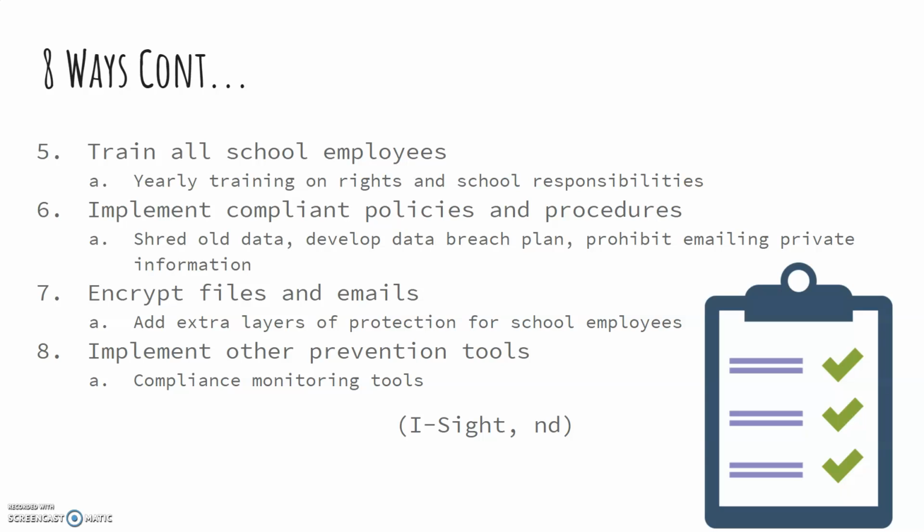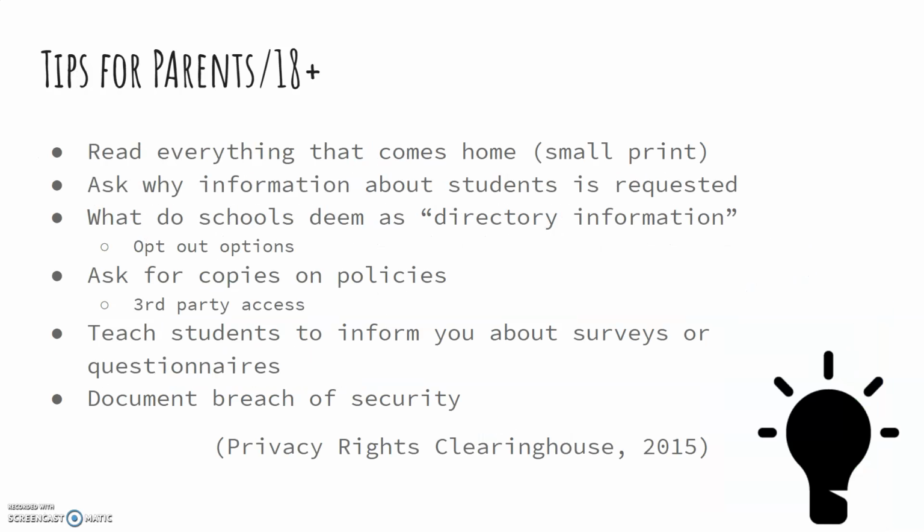Other ways include training all school employees, so just having some yearly training on rights and school responsibilities, implementing compliant policies and procedures, so making sure we're shredding data, developing a data breach program, and making sure we're trying to prohibit emailing private information. If emails are used, it's really important to try and encrypt files and emails, so just adding that extra layer of protection for school employees. And then implementing other prevention tools. This might include some compliance monitoring tools as well.